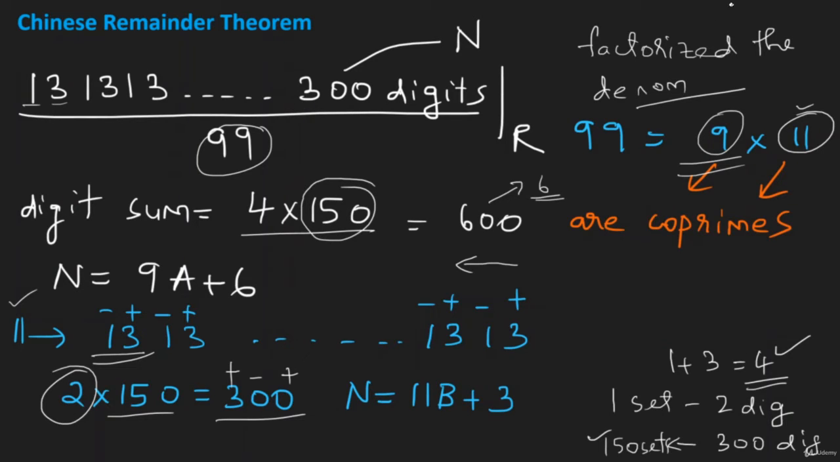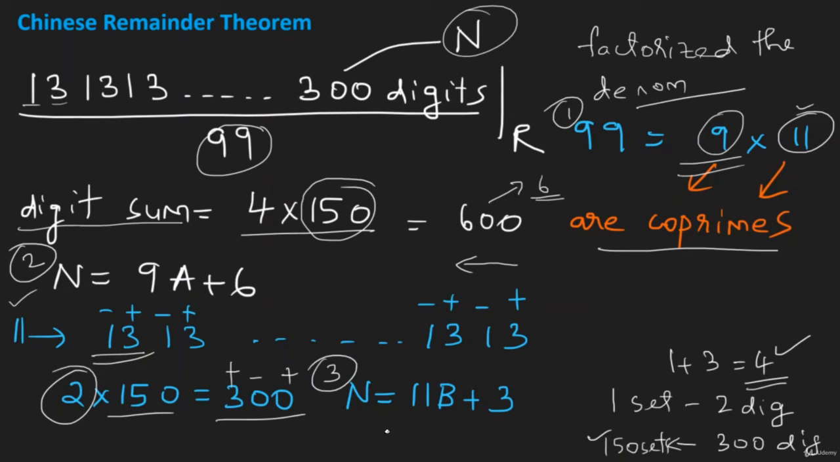Alright, let me summarize. The first step is we factorized the denominator and we wrote it as a product of numbers that are co-prime. So 99 was written as 9 into 11. Now the second step, we found that if you divide n, the given number n, by 9, you get a remainder of 6, and to find that we calculated the digit sum. And the third step, we saw that n is equal to 11b plus 3. That is, if you divide n by 11, you will get a remainder of 3, and we used the plus minus rule to find that, and we have seen that over here.